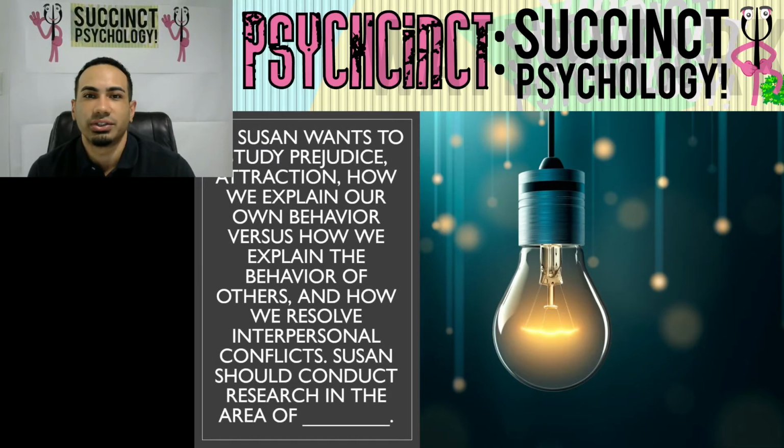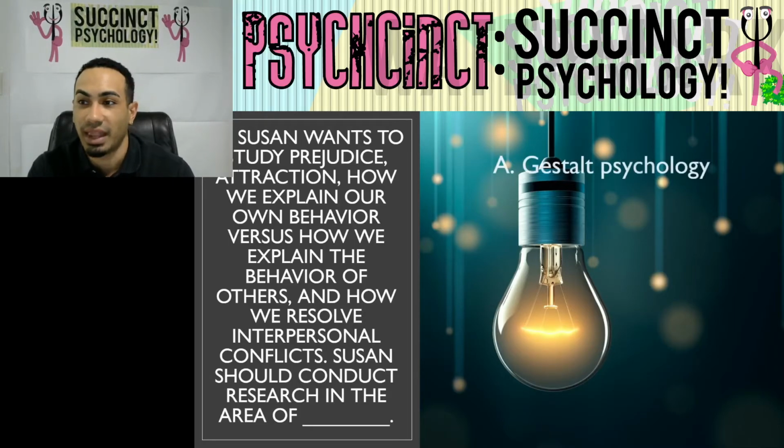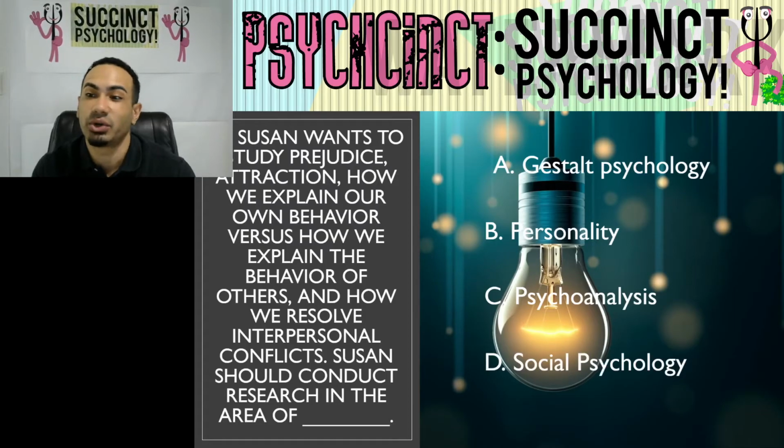All right. Susan wants to study prejudice, attraction, how we explain our own behavior versus how we explain the behavior of others, and how we resolve interpersonal conflicts. Susan should conduct research in the area of A, Gestalt psychology, B, personality, C, psychoanalysis, or D, social psychology.